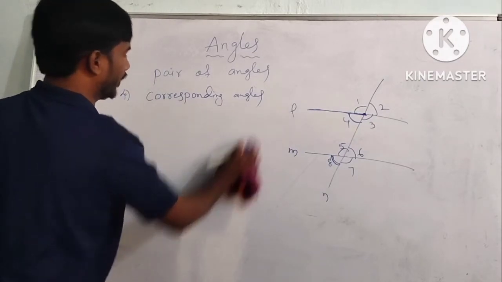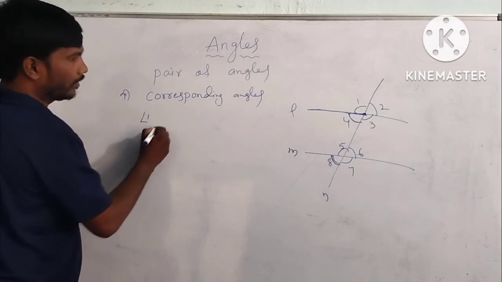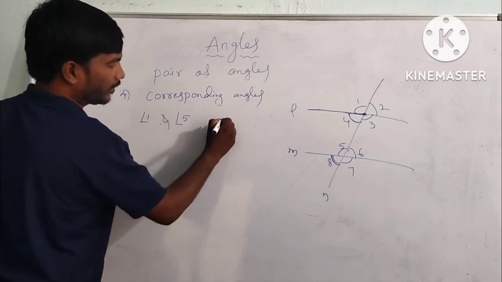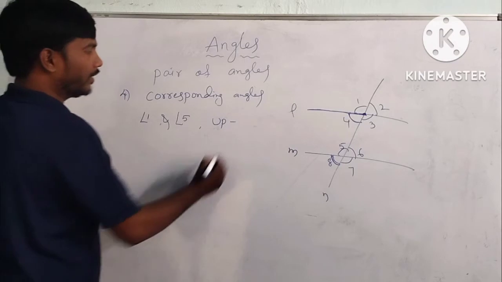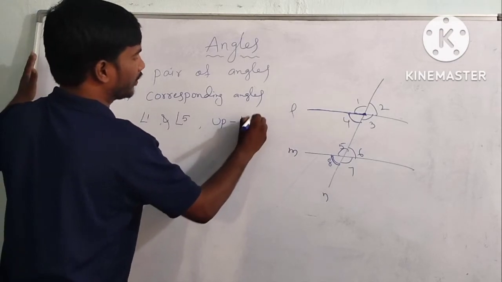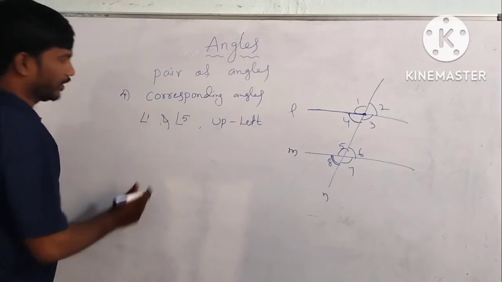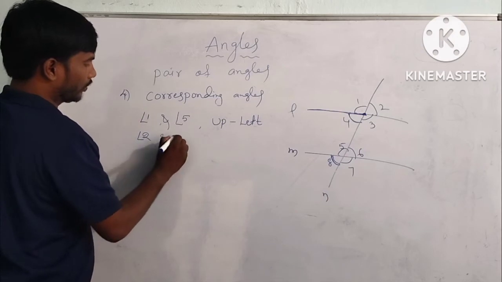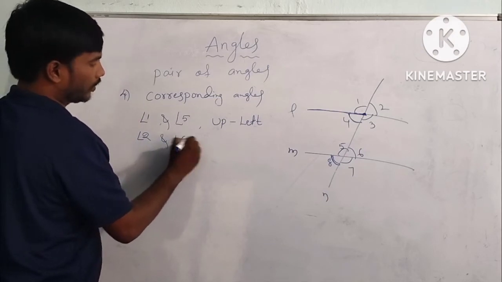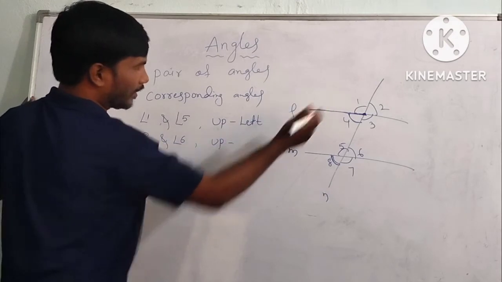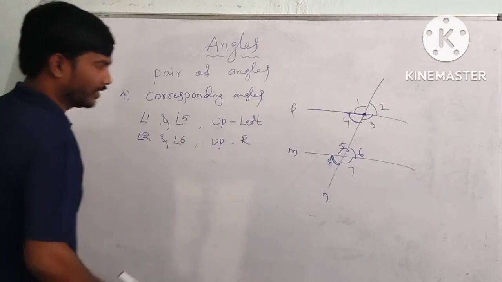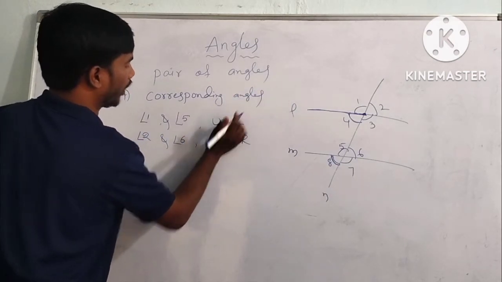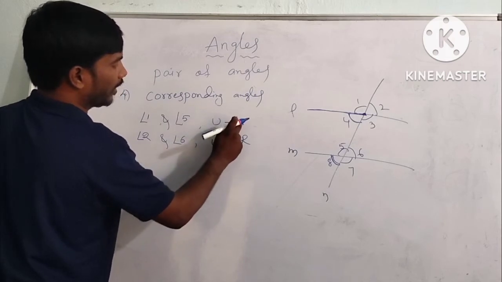Better you need to write like this: angle 1 and angle 5. Both of them upside, and which side? Left side. Upside and left side. Next, same: 2 and 6 also. 2 and 6 upside, but are they left side? Right side. UL, UR. Simple. Upside, left side, right side.